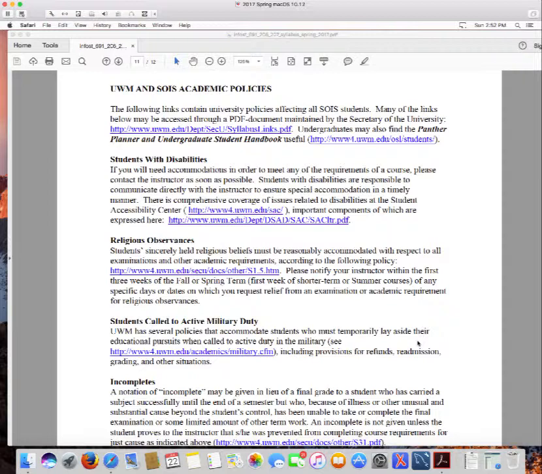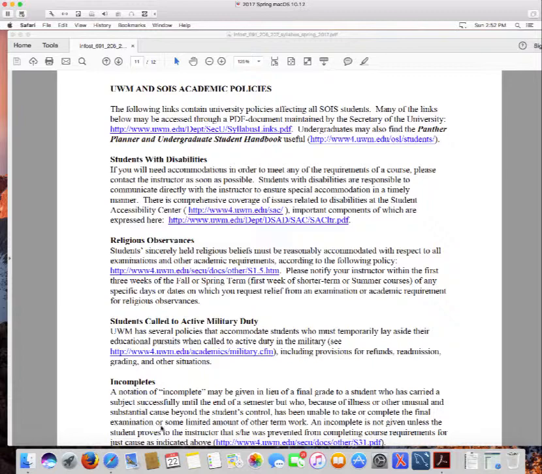It's policies that are in the student handbook. It's how we deal with students with disabilities. It's how we deal with students who need to make religious observances, students who are called to active military duty. It's also things like the respect that we have for each other in the educational workplace, right?